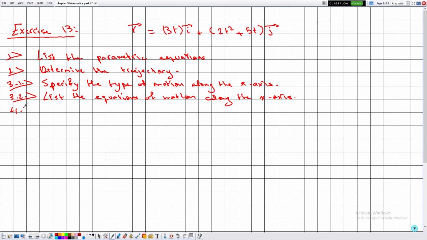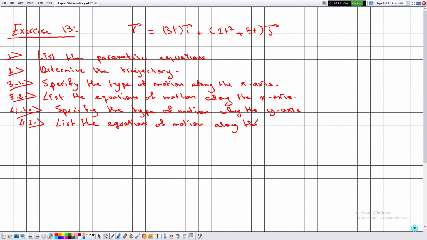Now 4.1, specify the type of motion along the y-axis. In 4.2, list the equations of motion along the y-axis.